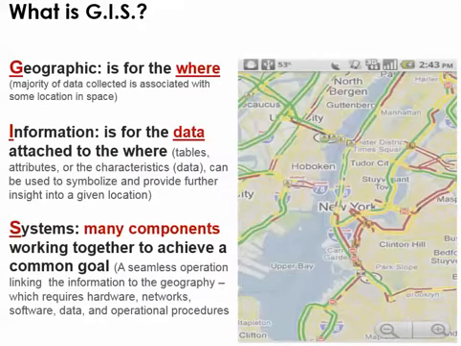So G is for the where. The majority of data that we collect, the data that you see on a map, has a location associated with it. In addition to a location, there's lots of information attached to that data, what we call attribute tables, and we'll get into that. And there are many systems, many components working together to achieve a common goal.